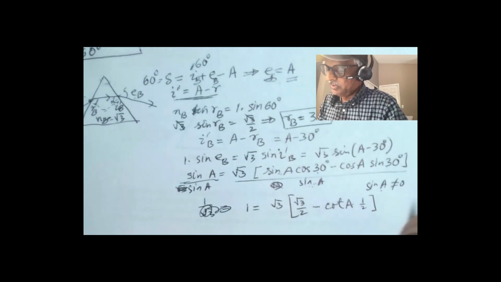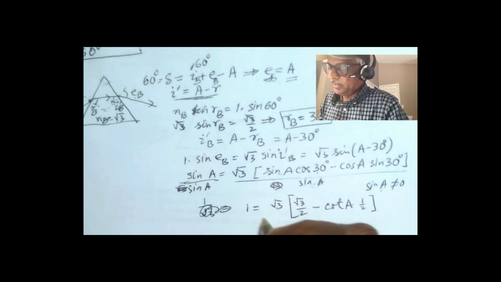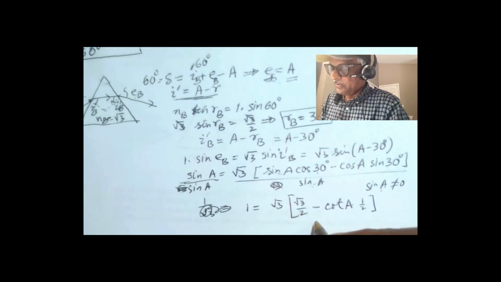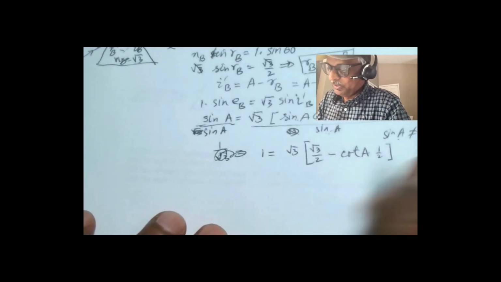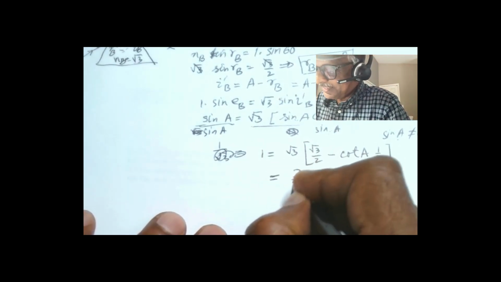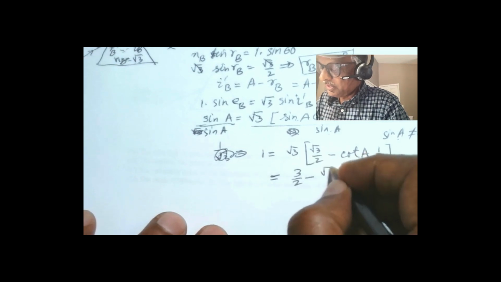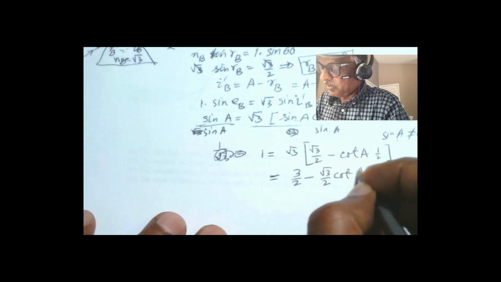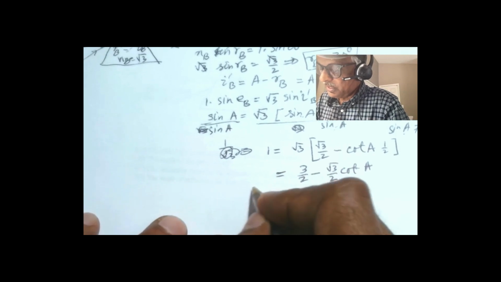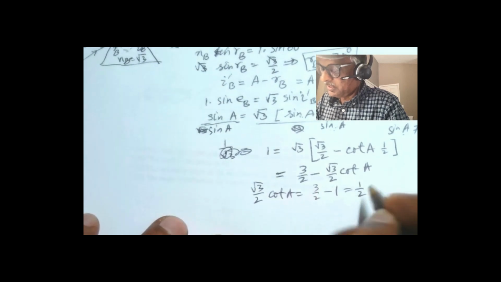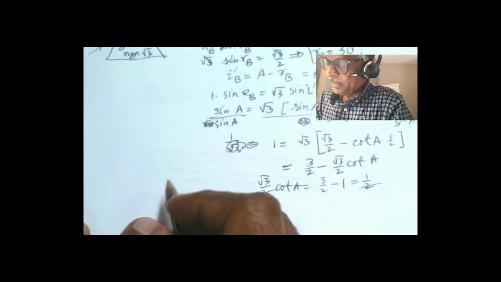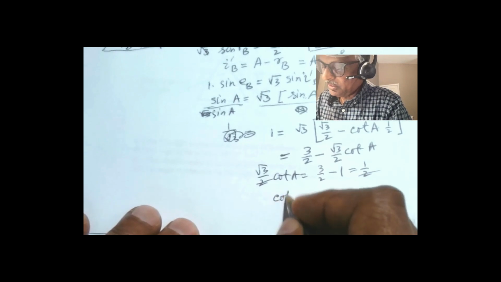And so, in exam time we have to do this really fast. So this is square root of 3 over 2 cotangent of A, and bring this over here, square root of 3 over 2 cotangent of A is 3 over 2 minus 1 is half, and this got cancelled out. So cotangent of A is 1 over square root of 3.